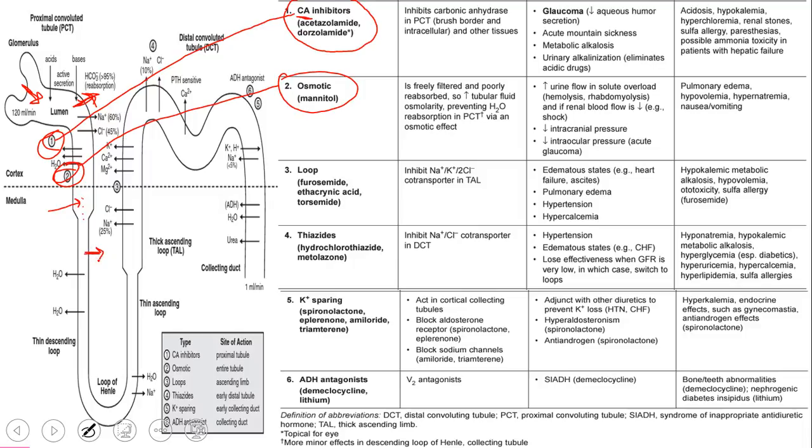Useful things is increases urine flow in solute overload, hemolysis, rhabdomyolysis, all those kinds of things. Decreases intracranial pressure, decreases intraocular pressure. This is the second one we discussed that decreases intraocular pressure. The other thing that was associated was this one, decreases the aqueous humor secretion, which was the acetazolamide. Also helps with pulmonary edema, hypovolemia, hypernatremia, and it's got this nausea vomiting thing associated with it. So that's the only one that I saw that had the nausea and vomiting was the mannitol.